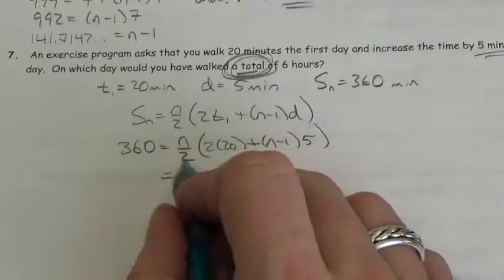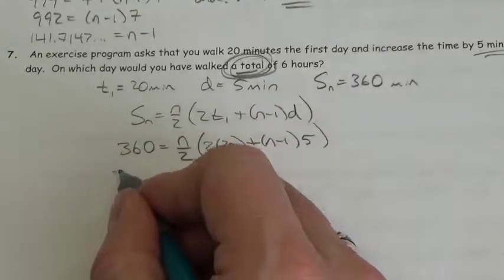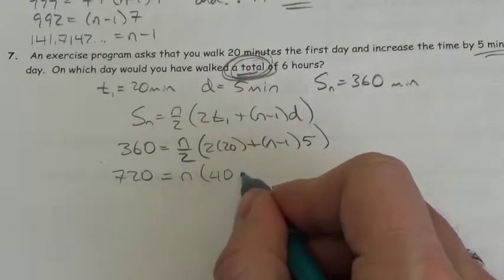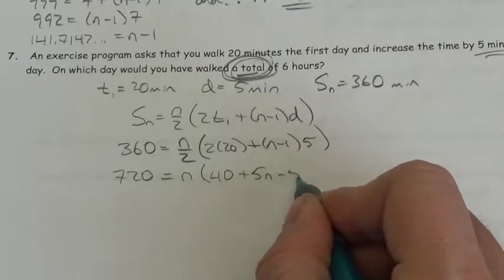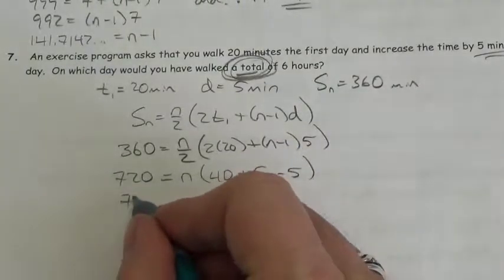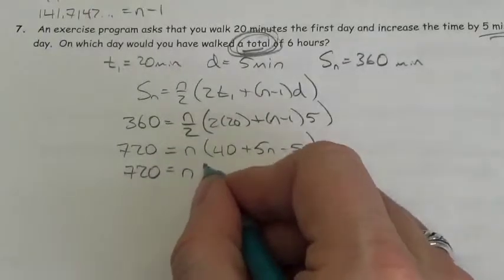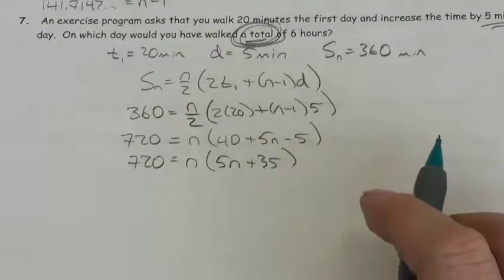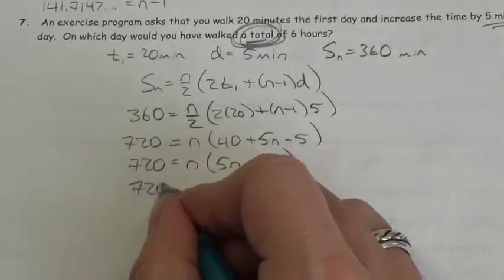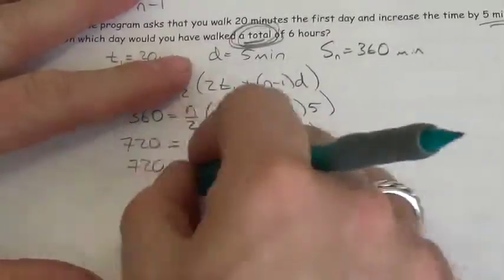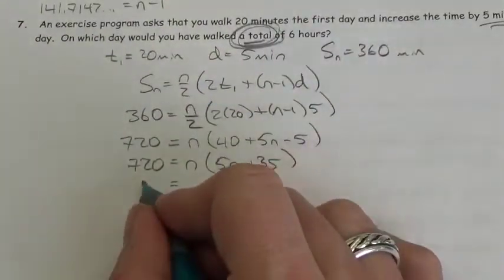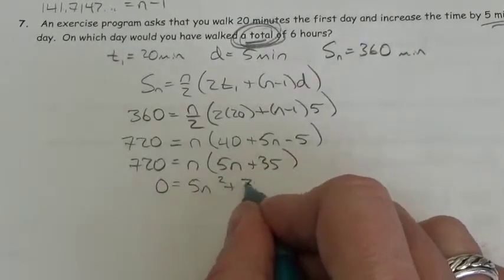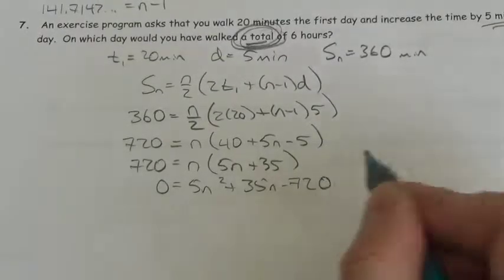Okay, so first of all, I am going to multiply across by the denominator because I want to get rid of the fraction. This is going to be 40 plus 5n minus 5 when I distribute that back. So 720 is going to equal n multiplied by 5n plus 35. Now, distribute that through. I'm going to do two things in this one step. I'm going to bring the 720 over, and I'm going to distribute that through. So 5n squared plus 35n minus 720.